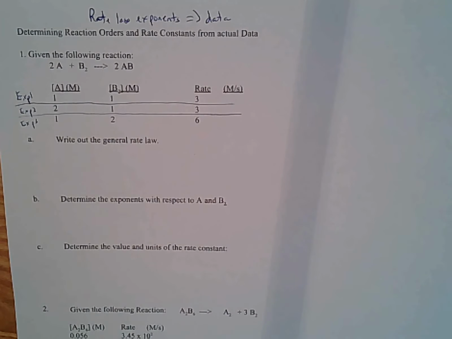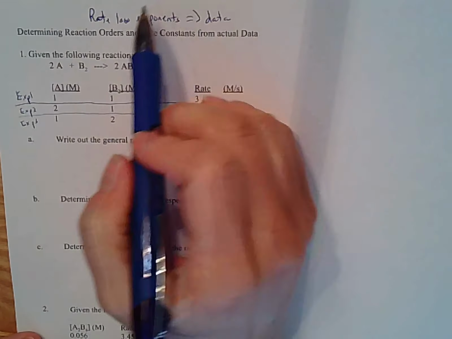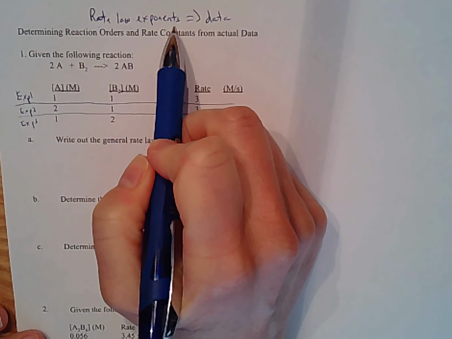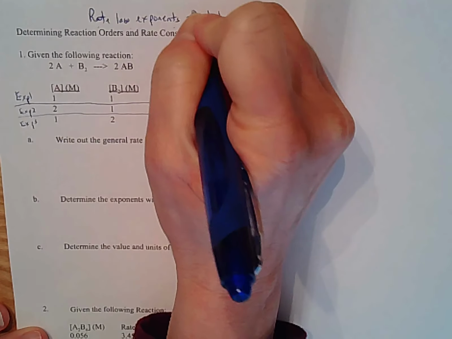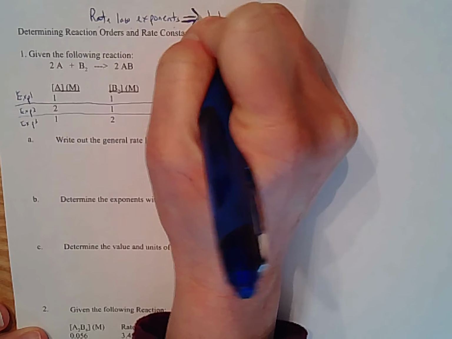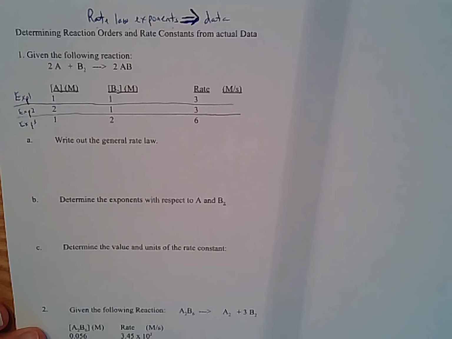Right, so in this video, what we're going to work on is how to look at data and figure out what the exponents are going to be. Is it zero, first, or second order? So what I want you to write on the top is rate law exponents. How do we determine it? By looking at what we call data. How do we know if it's a zero, first, or second order reaction? We have to look at some data.